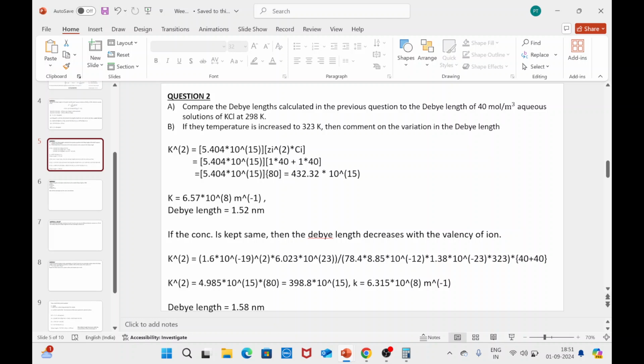But what we want to learn from here is, if the temperature increases, some amount of thermal energy is imparted to the molecules. Because of that thermal energy, they will be in thermal motion, there will be diffusion, due to which many ions will be present near the surface. So the thickness of the double layer will increase.